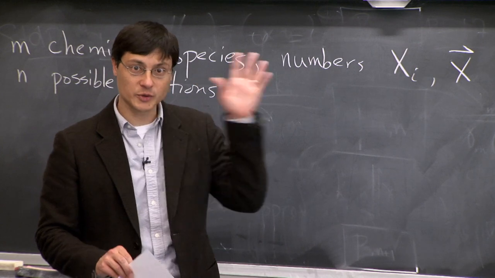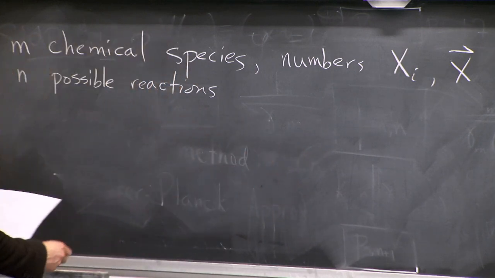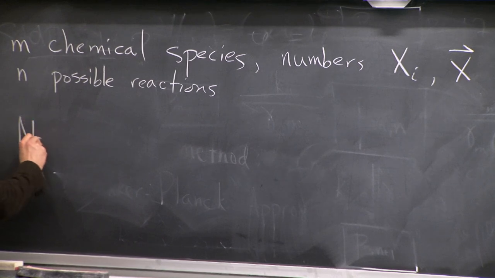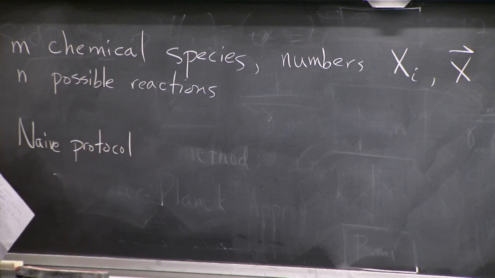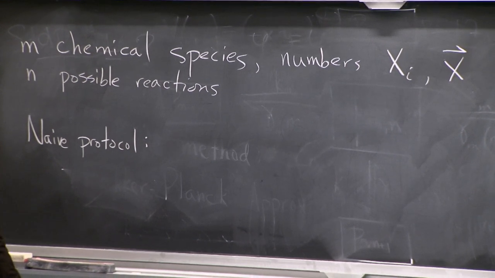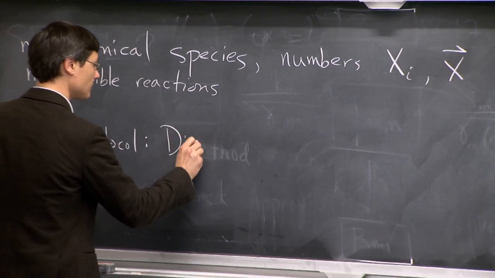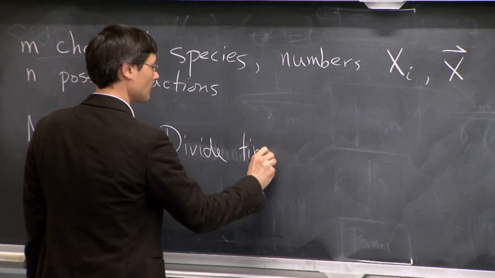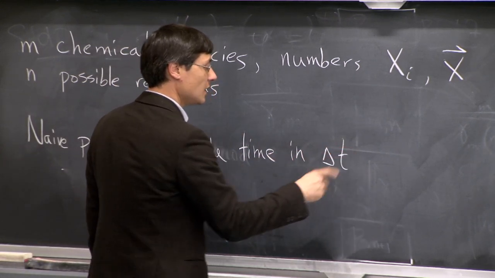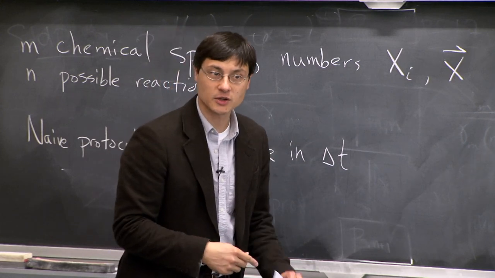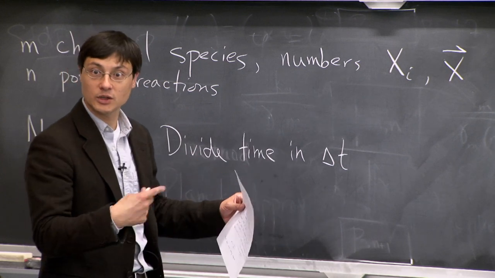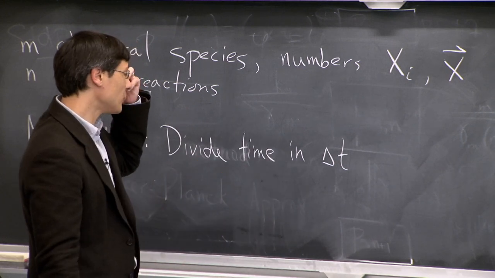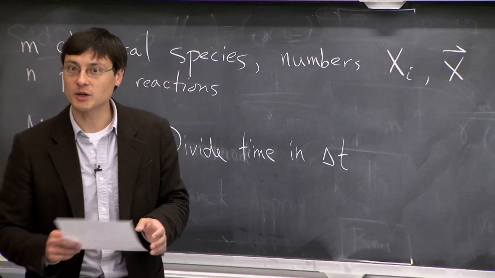And the question is, how should we simulate this? What we often call the naive protocol, and this is indeed what I did in graduate school because nobody told me that I wasn't supposed to do it, is that you divide time into little time segments, a small delta t. And you just do this over and over. For each delta t, you ask, did anything happen? If it did, then you update. If not, you keep on going. Now, the problem with this approach, what is the problem with this approach?